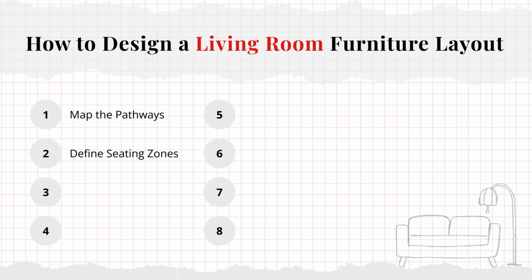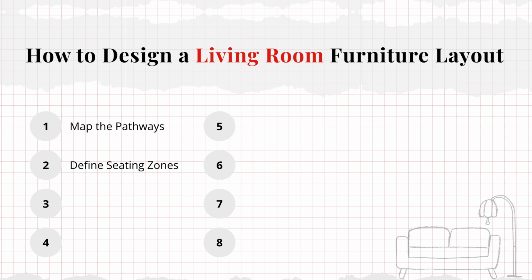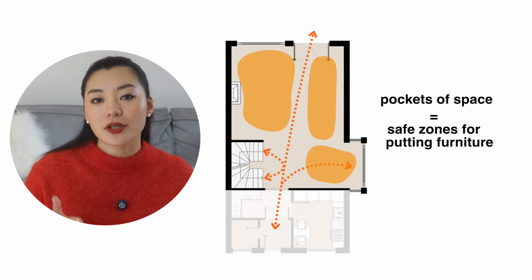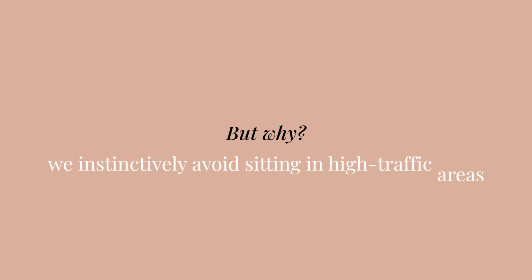Once you've mapped the pathways, what's left are the pockets of space where people don't naturally walk. And these are the safe zones in your living room for where you can put in furniture. We instinctively avoid sitting in high traffic areas. If given the choice, nobody would choose a restaurant table that's right next to the front door, the kitchen door, or the toilets. Because we all know that customers are going to be walking around, brushing past us. You're going to feel really restless and annoyed. And it's the same thing at home.